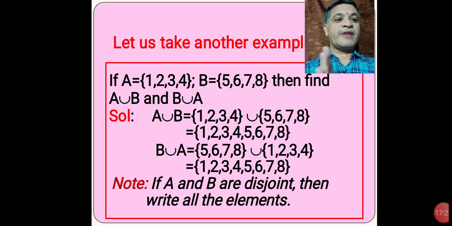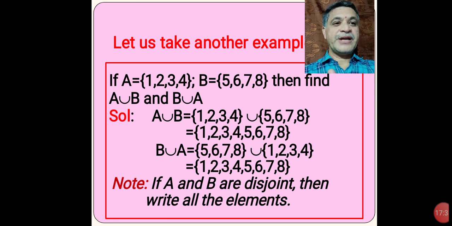So similarly we can find B union A. First you write B {5, 6, 7, 8} union A {1, 2, 3, 4}. Again you write all the elements 5, 6, 7, 8. Because 1, 2, 3, 4 are not repeating elements, you write 1, 2, 3, 4. So then B union A is equal to, after arranging in order, we get 1, 2, 3, 4, 5, 6, 7, 8.